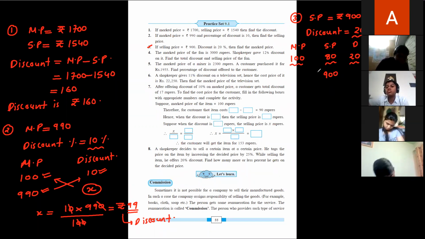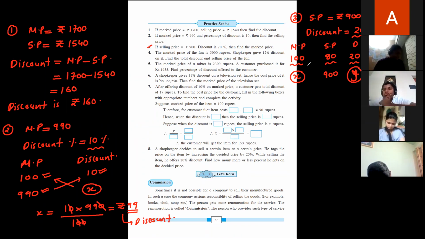If suppose my selling price is rupees 900, we don't know what the mark price will be, so I'll take this as X. I don't know what the discount will be, so I'll take this as Y. It's up to you. Now in the question, what are we asked to find out? We are asked to find the mark price, so we have to find this X. If we were asked the discount, we would have found Y. But I will solve for both.